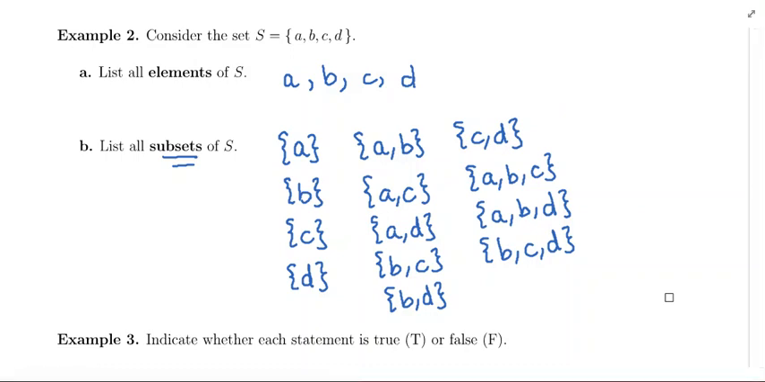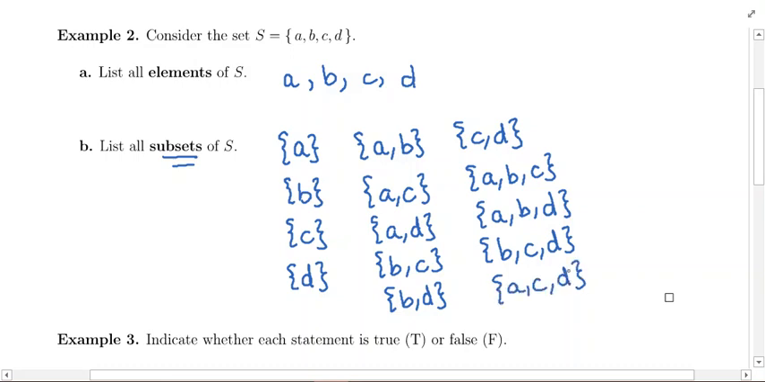Oh, you know what? I forgot one. When we were doing the threes, we forgot to do A, C, and D. That's another one. So yeah, it gets a little bit tricky. You've got to make sure you have all your combinations. So far we have 14 subsets. So you're probably thinking, okay, we're done.